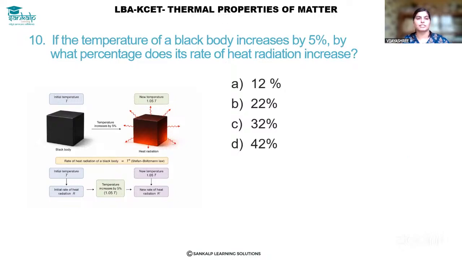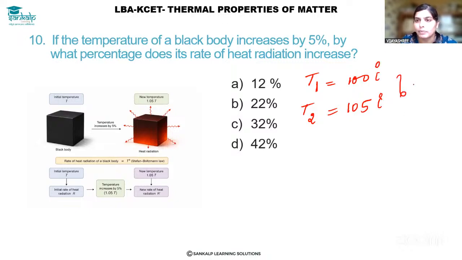5% increase. Temperature increases by 5% ಅಂತ ಕೊಟ್ಟಿದ್ದಾರೆ. That means initial temperature T1 ಎಷ್ಟಿತ್ತು? 100 ಇತ್ತು. Final temperature T2 ಎಷ್ಟಿತ್ತು? 105 ಆಯ್ತು. Because 5% increase ಅಂದ್ರೆ initial temperature 100 ಇತ್ತು ಅಂದ್ರೆ final temperature we have to take it 105 degree Celsius ಅಂತ. Okay, because 5% increase ಅಂತ ಹೇಳಿದ್ದಾರೆ ಅಲ್ವಾ?